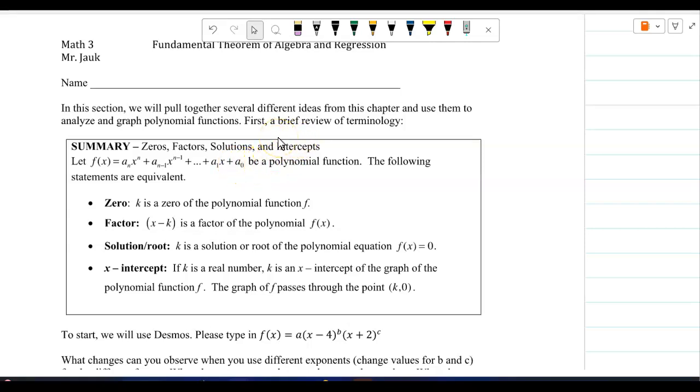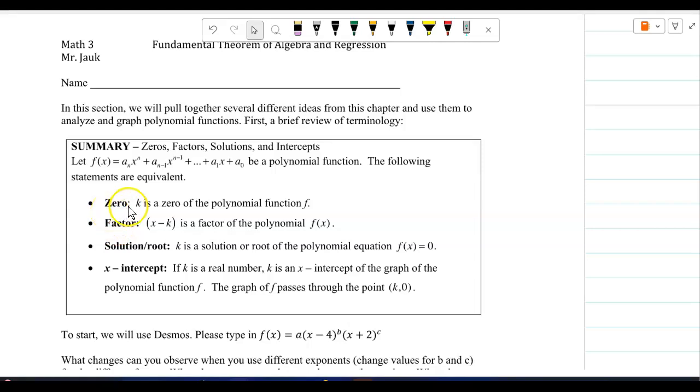Your factor theorem: if k is a zero, then x minus k will be a factor. k is a solution or root of the polynomial equation f(x) equal to zero. So the zero is for a polynomial, a solution is for the equation, and a factor is x minus k. So that's the difference, but they're all the same thing, just used in a different context.